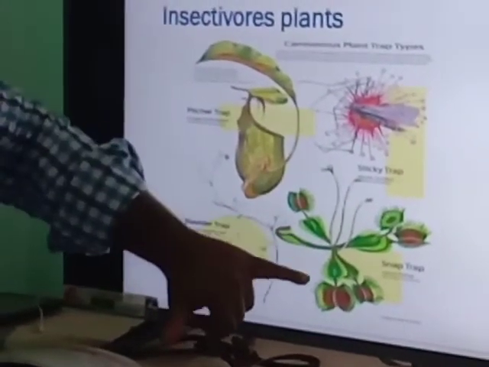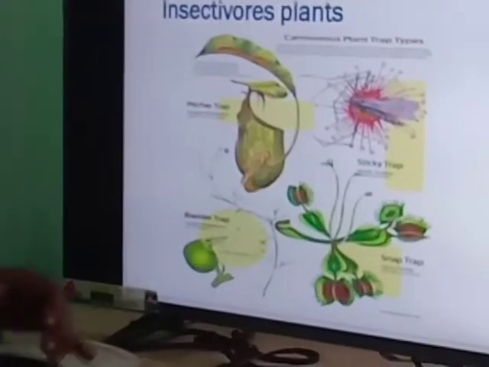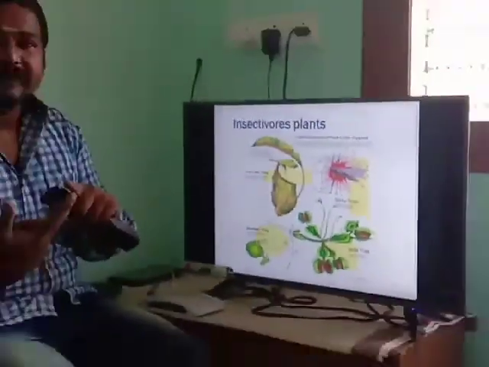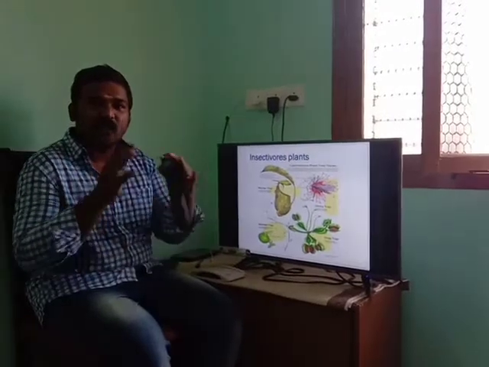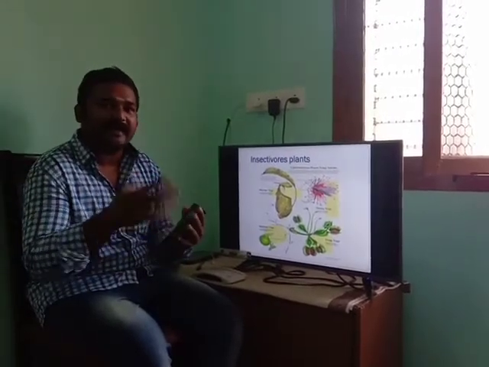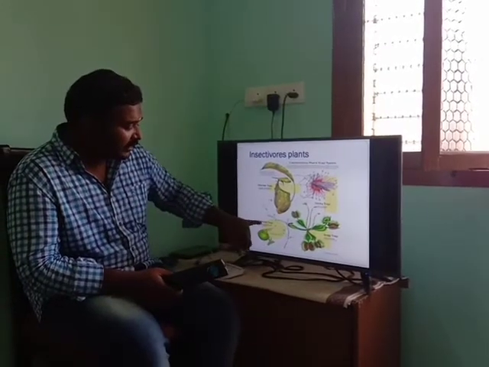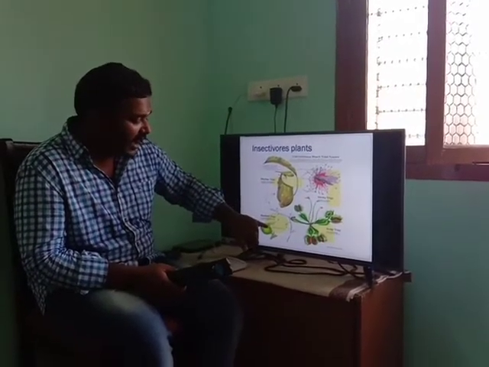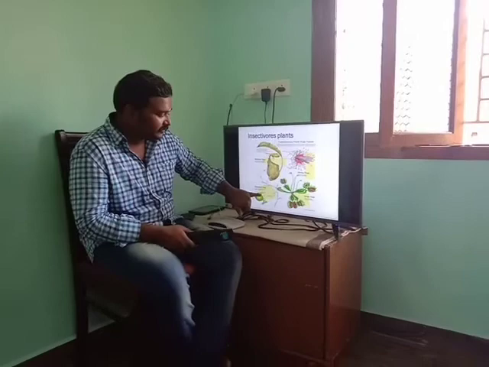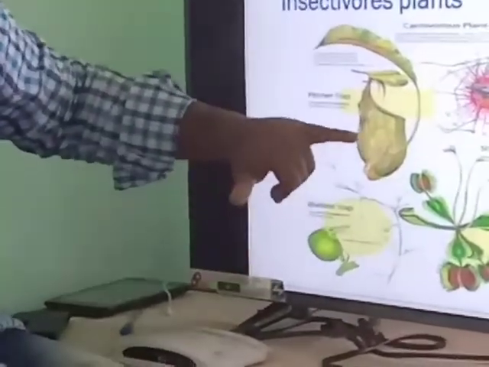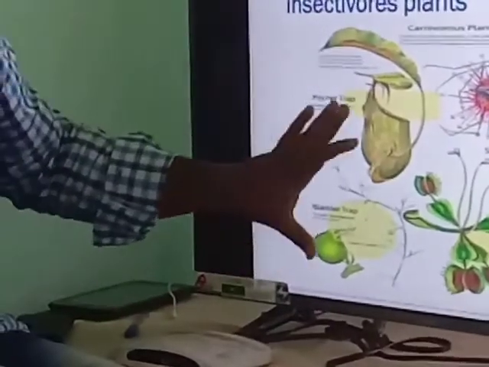Then it is the Venus flytrap. They will have triggers in it. So if the insect touches the triggers, they will close automatically and they will digest the insect. This is the bladderwort. Here it will have the nectar. The insect will go inside, so it is more like a pitcher plant.